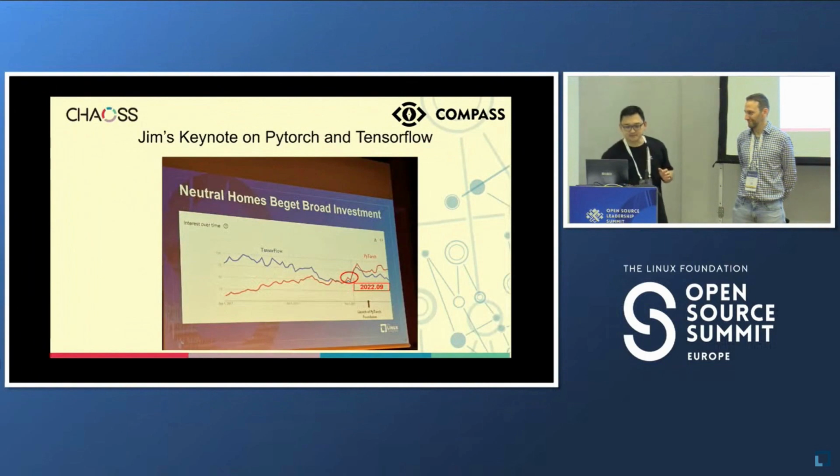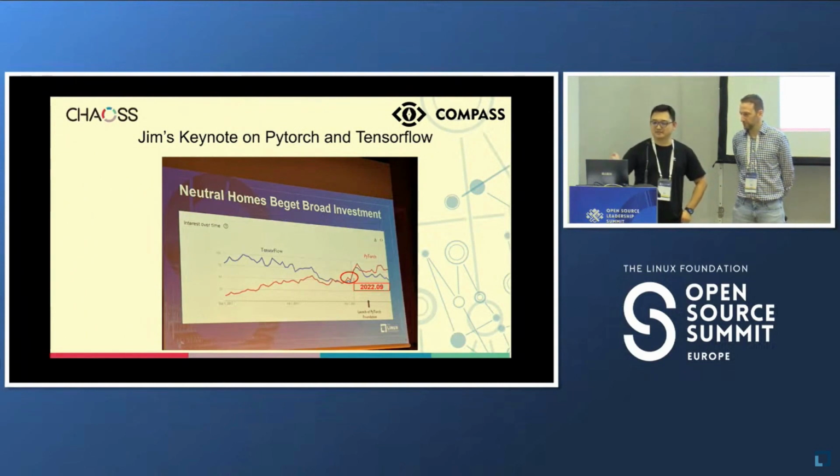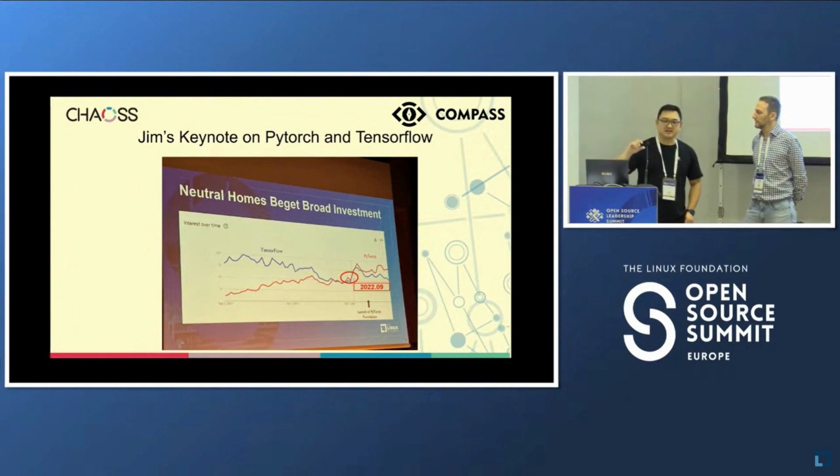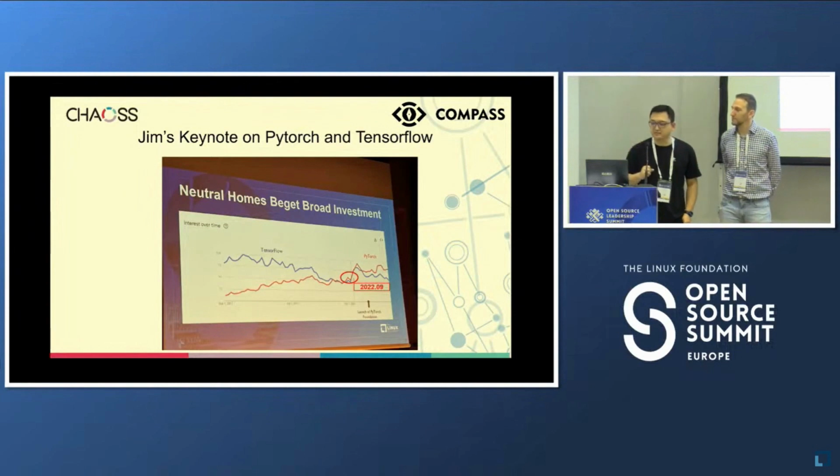Okay. In the last 2 slides, I will give you a very fresh case. Do you remember the keynote shared by Jim yesterday? It's called the Neutral Home's Big Guide Broad Investment. In this slide, investment in PyTorch surpassed TensorFlow at the time of the establishment of the PyTorch Foundation, just last year, September, just 1 year ago.